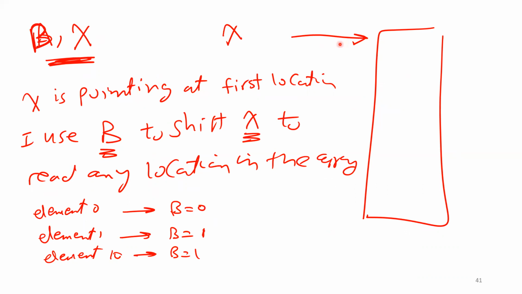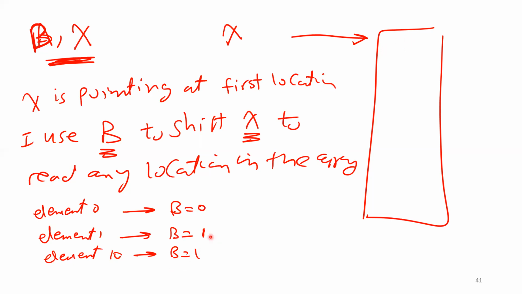Okay, so if I want to read an array, how can I read it? Look here, guys. Number one, x has to point at the first address, the first location in the array. Number two, I'm going to use b to shift x. For example, if I put b equal to 0, so 0 comma x, it's going to give you the first element, right?